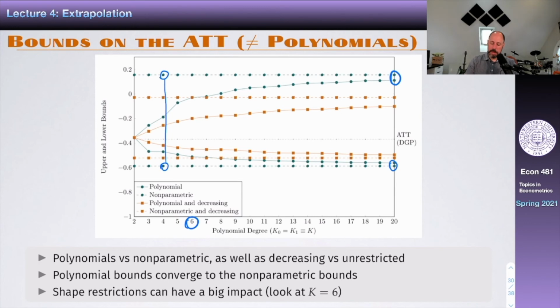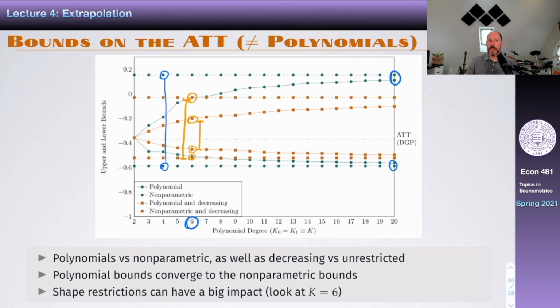Then you also see, let's consider 6 here just as an example, the value of introducing assumptions, right? Here we have the polynomials without the assumption of the shape restriction and decreasing. And here we have the polynomial imposing that assumption. And you can see the same thing here and here. So you went from this interval to this interval by imposing shape restriction.